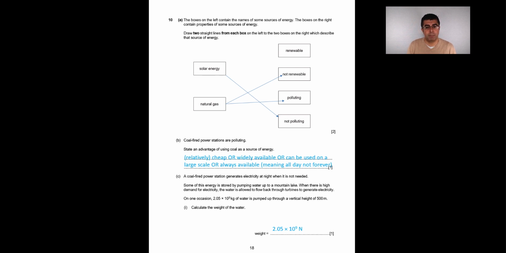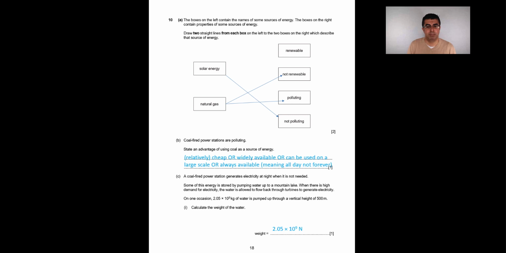A coal-fired power station generates electricity at night when it's not needed. Some of the energy is stored by pumping water up to a mountain lake. When there is high demand for electricity, the water is allowed to flow back through the turbines to generate electricity. On one occasion, 2.05 times 10 to the 8 kilograms of water is pumped up through a vertical height of 500 meters. Calculate the weight of the water.